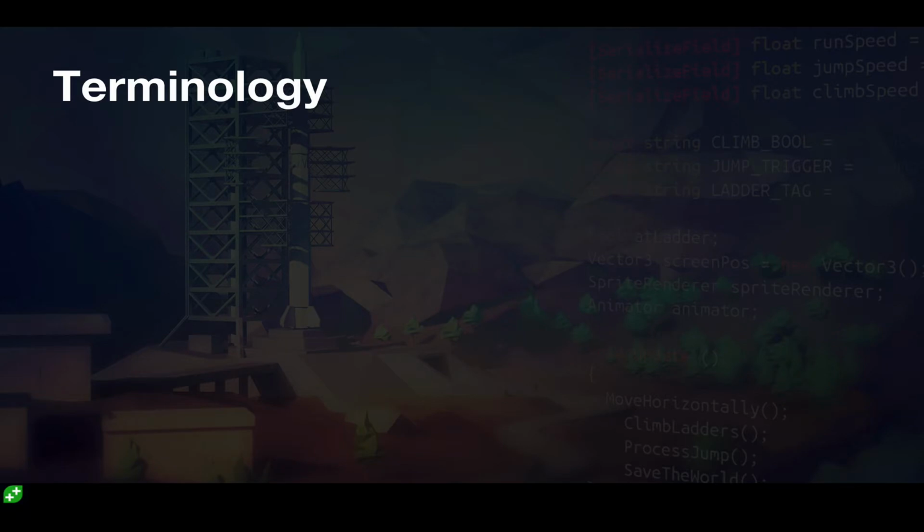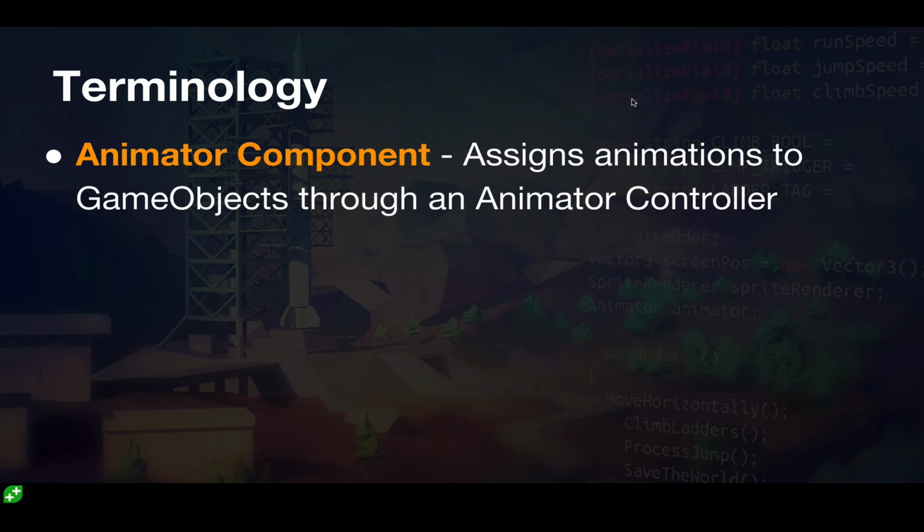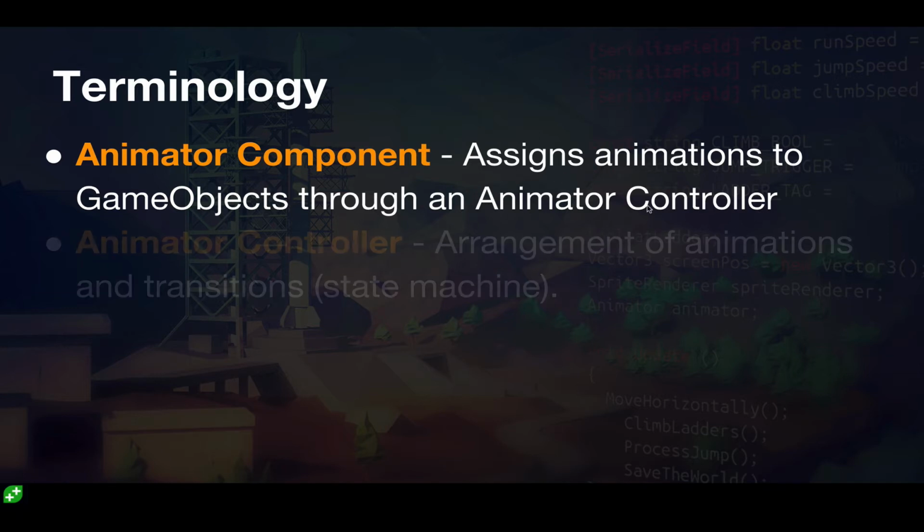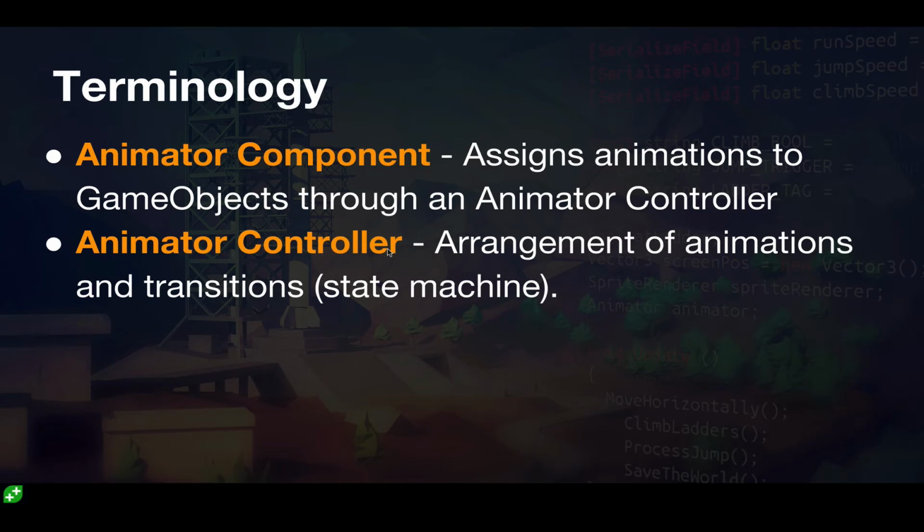Before we go any farther, I want to talk to you about some terminology Unity uses for animations. There's a couple things we need to learn about. Number one is an animator component. This is what actually assigns animations to game objects. And it needs something called an animator controller, which is our next terminology. Basically it's an arrangement of animations and transitions. As you'll see, sometimes it acts like a state machine. We've discussed that before.